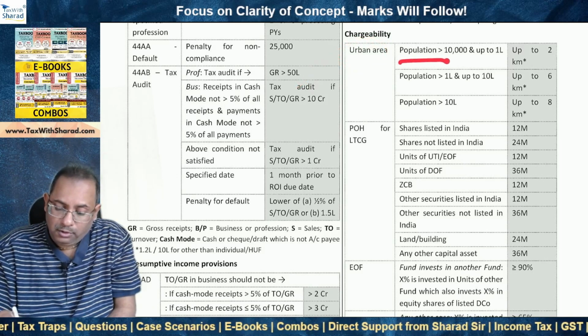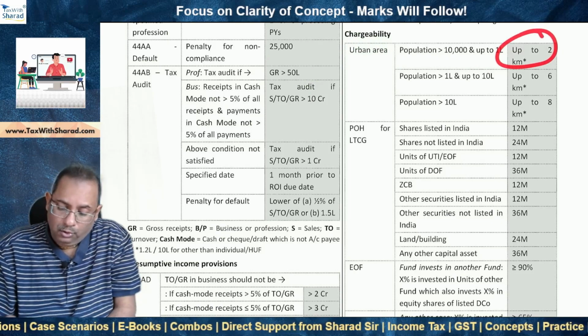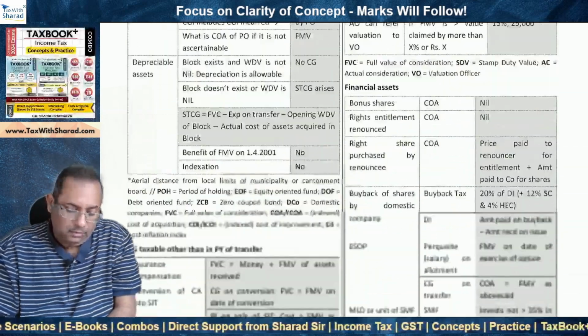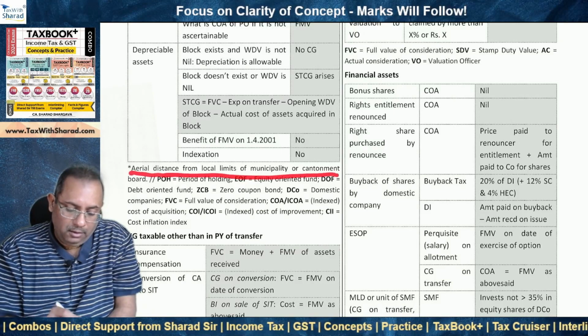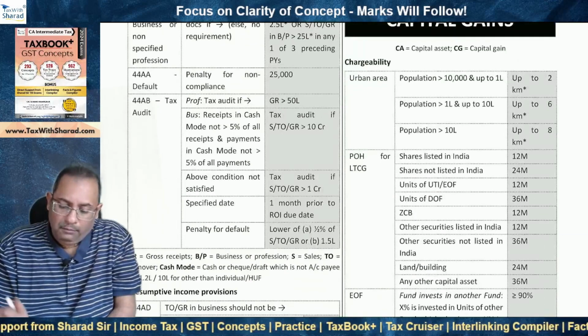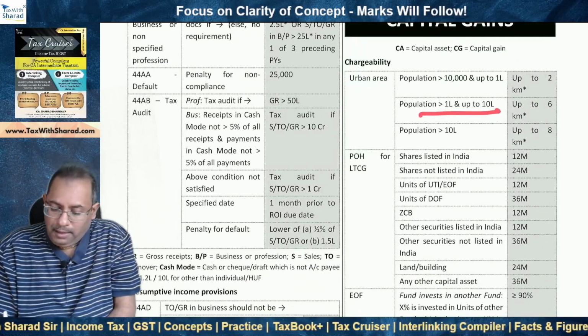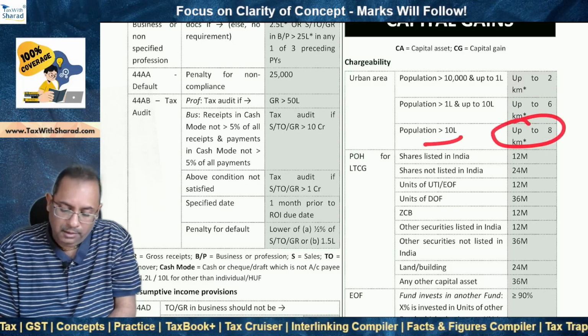Where the population is more than 10,000 and up to 1 lakh, urban area is up to 2 kilometer. This is the aerial distance from the local limits of the municipality or cantonment board. Where the population is more than 1 lakh and up to 10 lakh, this is up to 6 kilometer. Where the population is more than 10 lakh, this is up to 8 kilometers.